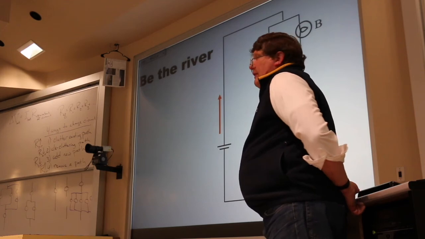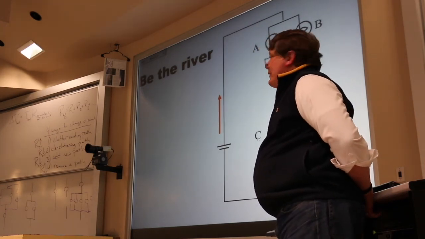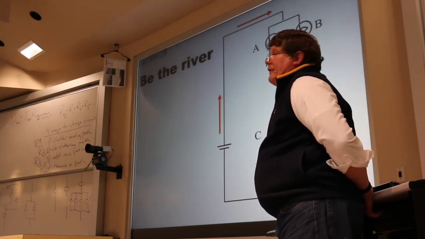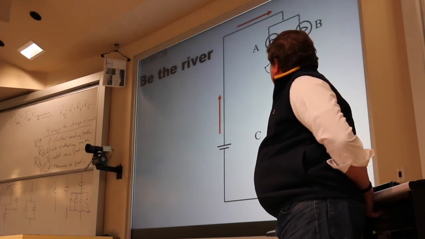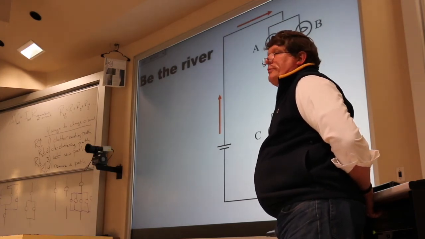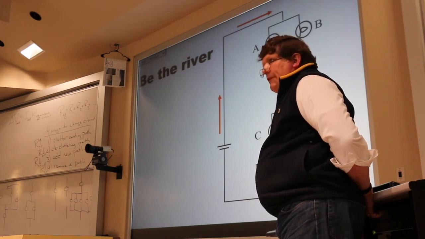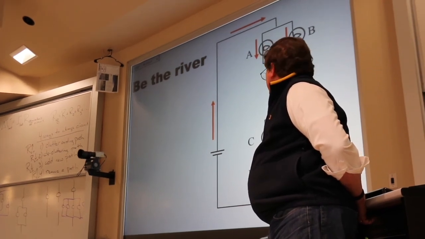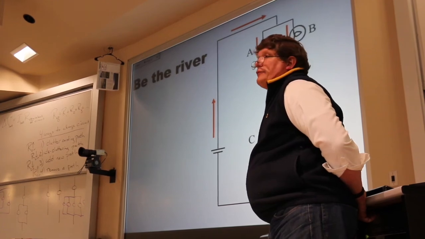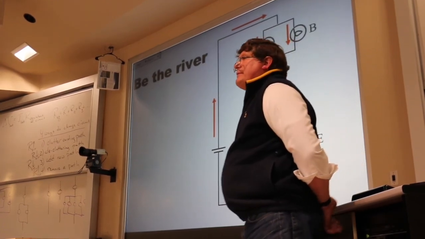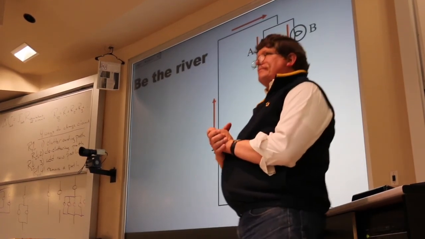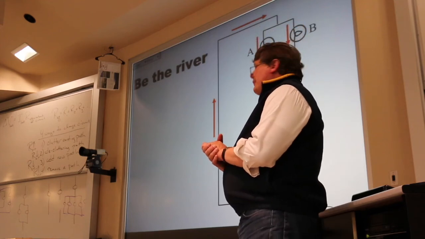Okay. All the current goes through the battery. And then it comes up here and it has to choose between the path through A and the path through B. Does it split 50-50 or some other way? 50-50. The two paths look identical. The whole river comes back together, exactly the same amount of current that went through the battery. What goes around comes around.